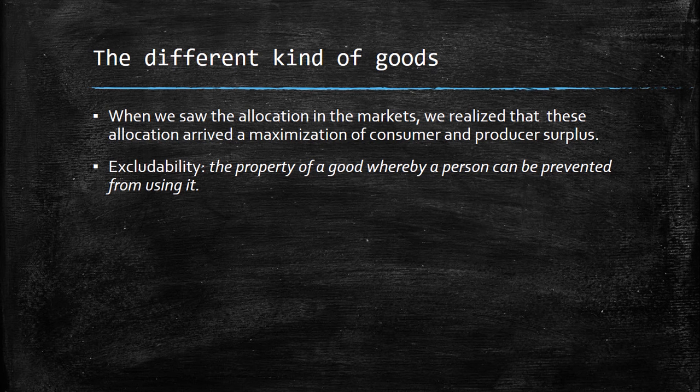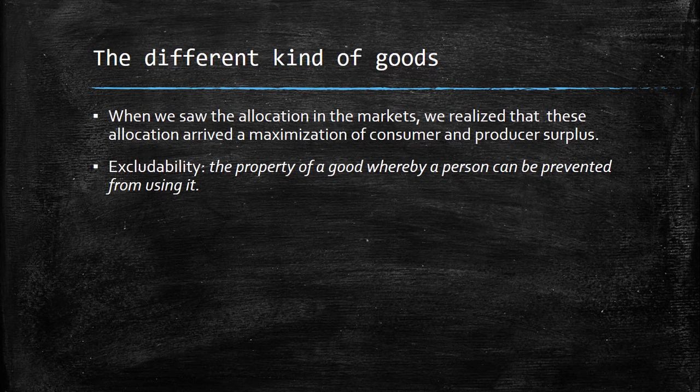Excludability is basically when someone is using the good, it excludes others from using this good. As an example, we have a hamburger: you eat it, and automatically someone else cannot eat the same hamburger. So a hamburger is excludable.